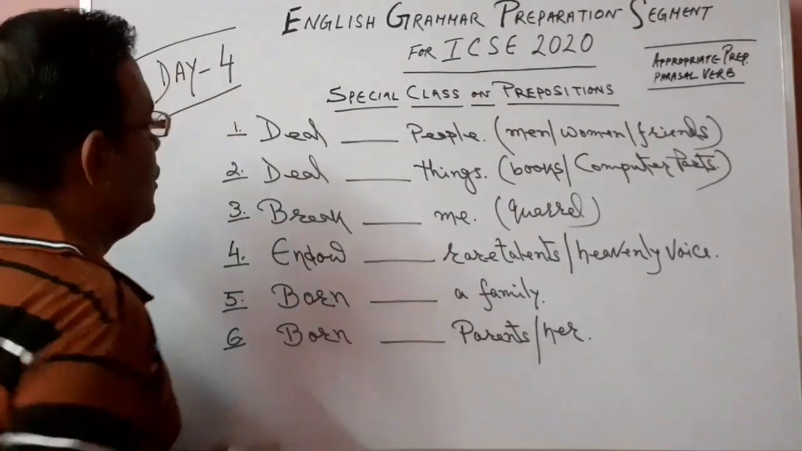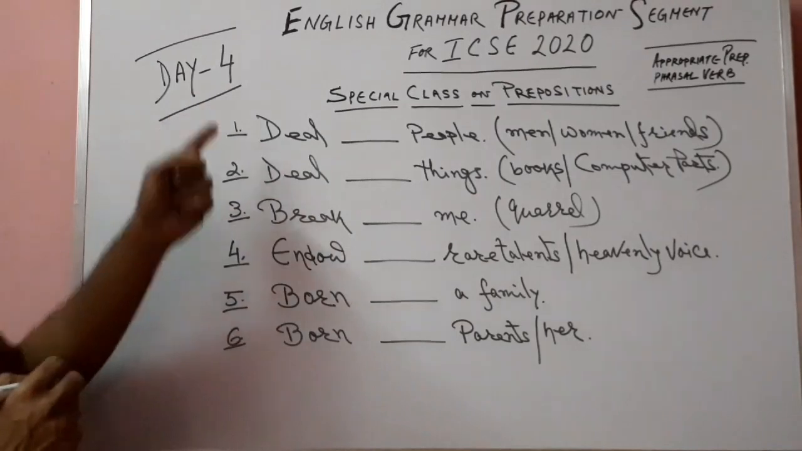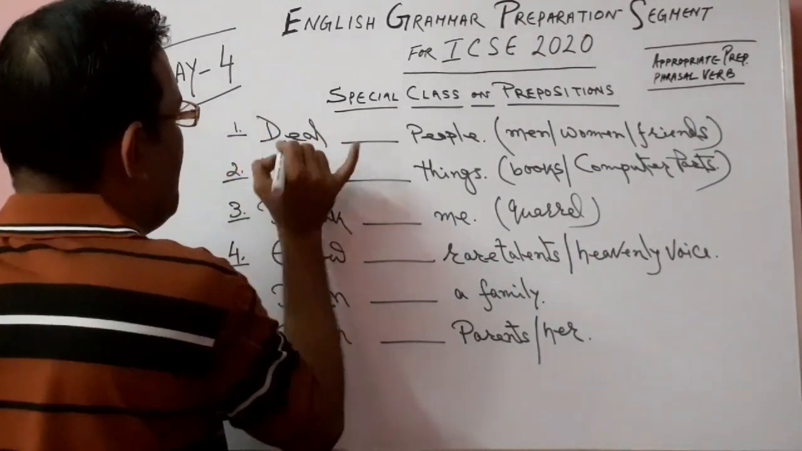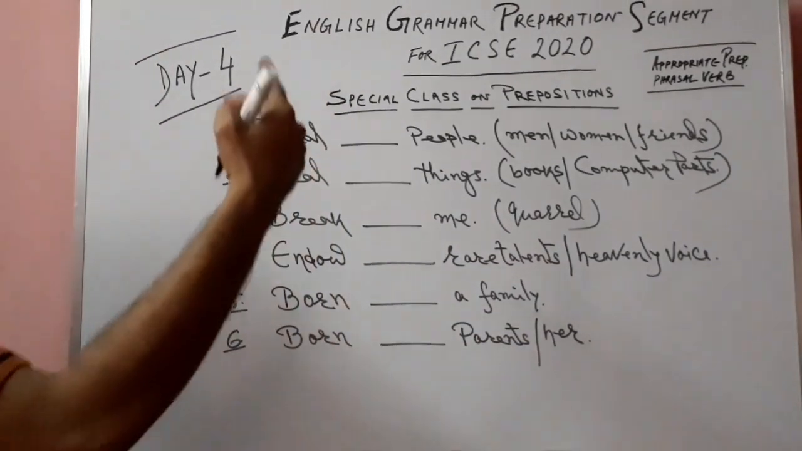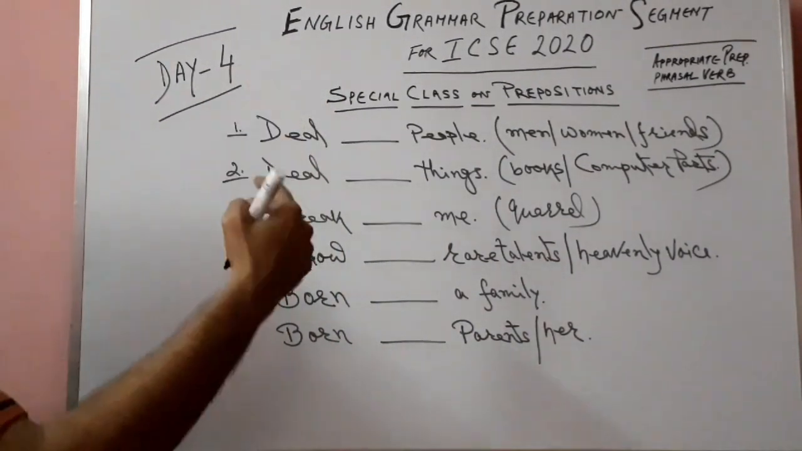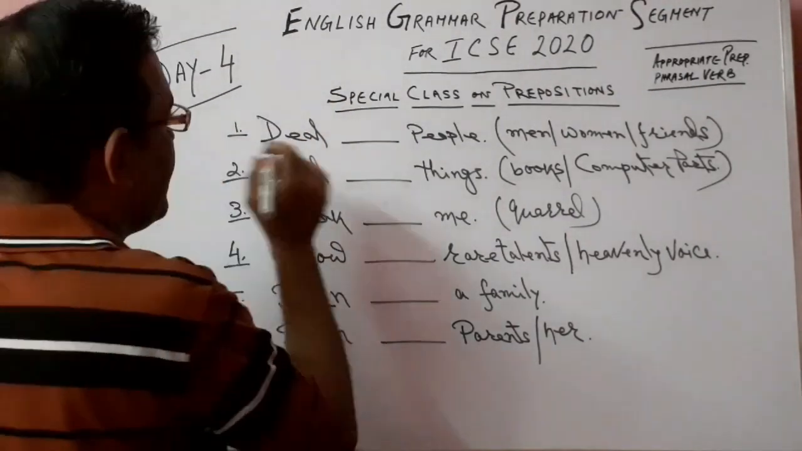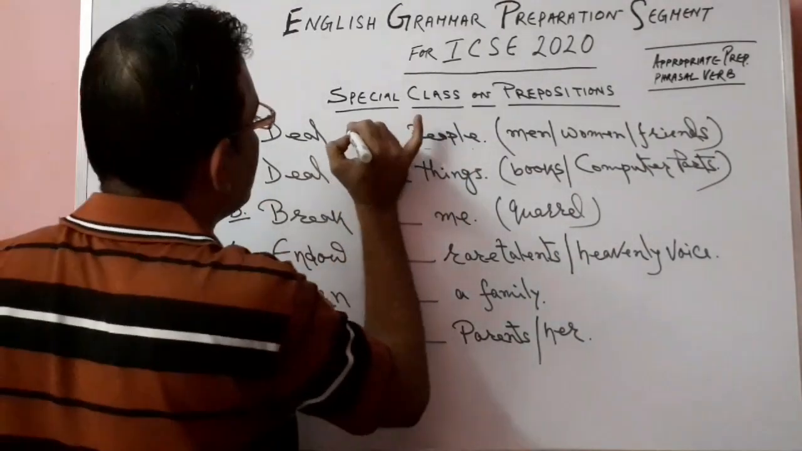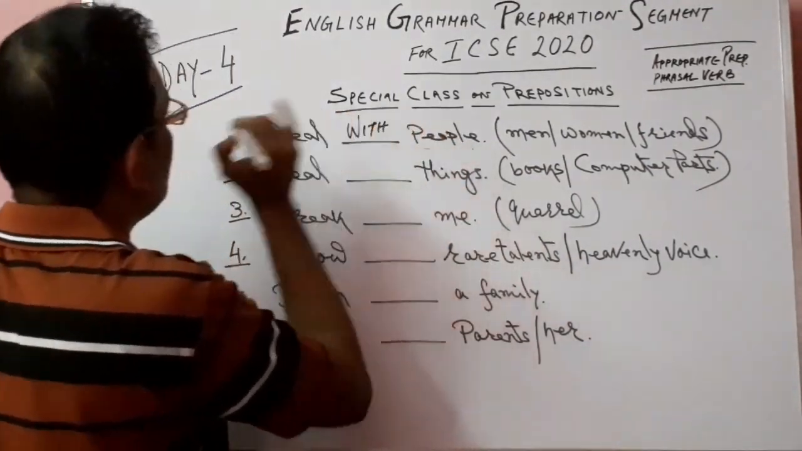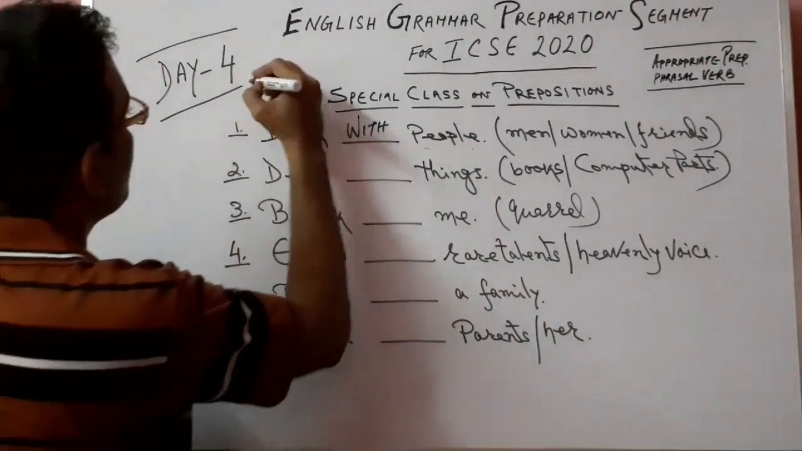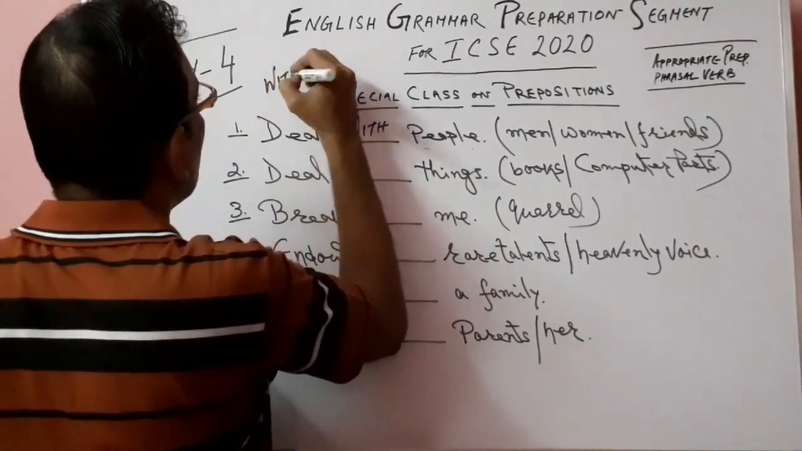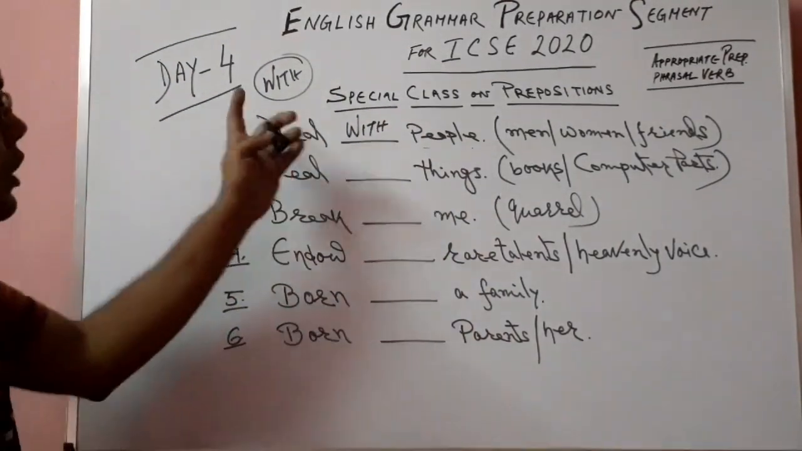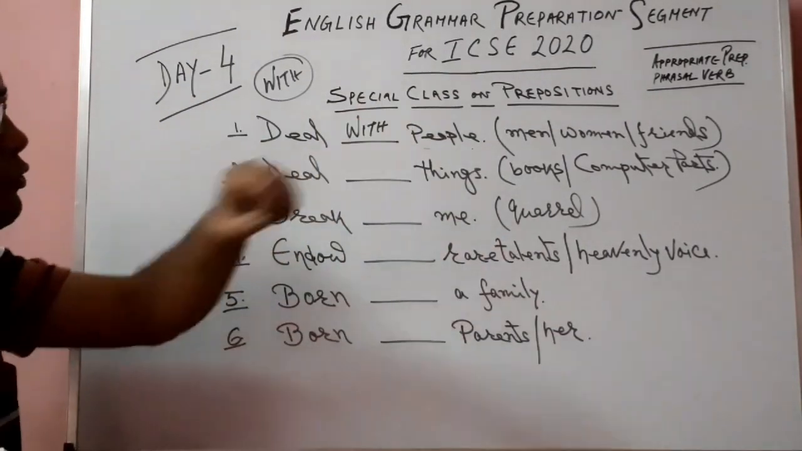Next, deal. Some words we'll be discussing. For the same word, two prepositions can be used, in regard to the situation. Like deal. Deal with people. Then we use with. So deal with people. Deal with men, deal with women, deal with friends.